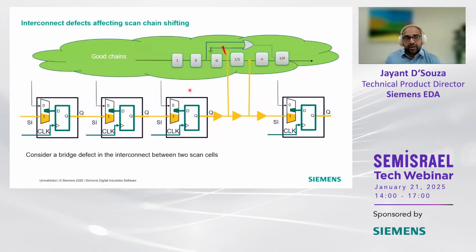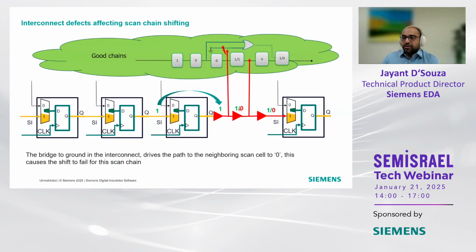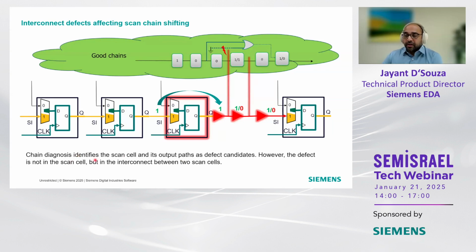So to illustrate this a little bit more, let's consider an interconnect defect that's affecting the scan chain shifting. Think of a net between two scan cells that's bridged to something in the logic. During shift, the scan cell is loaded with a one. The bridge to ground on the interconnect drives that one to a logical zero. So this causes the scan chain shifting to fail for the scan chain. The scan chain diagnosis identifies the scan cell and its output paths as defect candidates. However, the defect is not in the scan cell, but actually in the interconnect path, as we just saw.